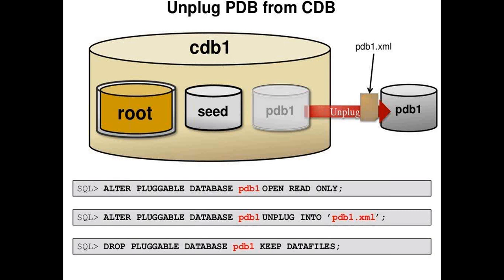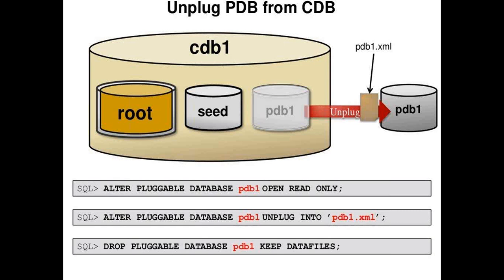Then you fire this command: alter pluggable database PDB1 unplug into PDB1.xml. Unplug is always done into an XML file. This command will not work if your pluggable database is in read write mode. So to unplug it, first you need to open this pluggable database in read only mode, and only then will you be able to fire this command: alter pluggable database name unplug into the XML file, which is pdb1.xml.